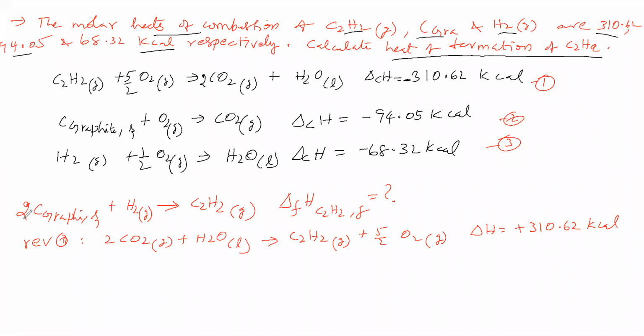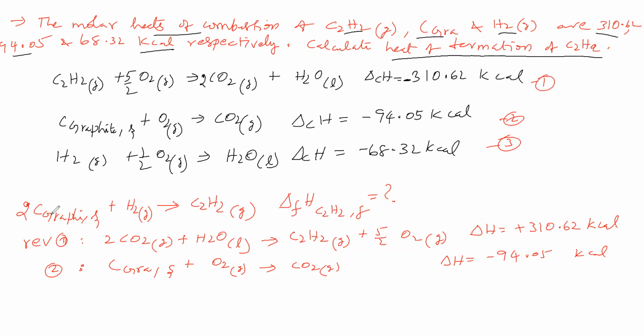Then in the required equation, graphite is on the left side. In the second equation also, graphite is on the left side. Therefore, take the second equation as it is: graphite solid plus O2 gas gives carbon dioxide gas. For this, delta H is given as minus 94.05 kilocalorie.